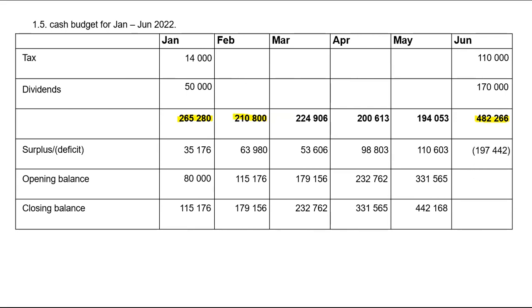Your opening bank balance for June was 442,168. Now take that negative 197,442 added with 442,168. It'll give you a closing balance for June, which will be 244,726. That's it.